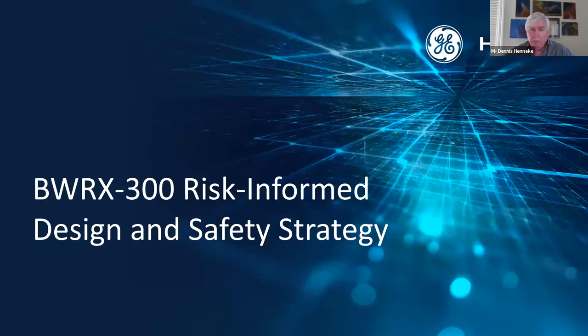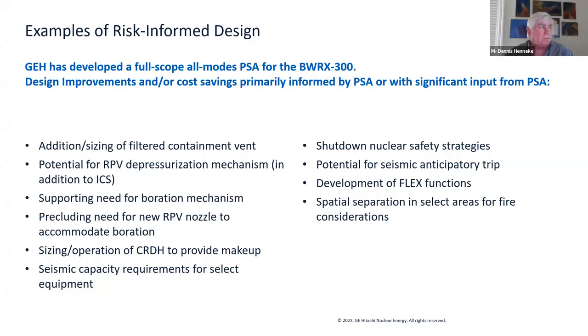So let's get into how we implemented this at GE Hitachi. First and foremost, we have a full scope, all modes, all hazards PSA. Some of it at this point in design is simplified, whereas other parts of the analysis are pretty complex. We have a seismic PSA, and of course, as I've said before, seismic and winds for advanced plants are the higher risk of any of the hazards. And it is an important aspect of our risk-informed design. But since we have the PSA, from the beginning of developing the X300, we have used it to inform the design.